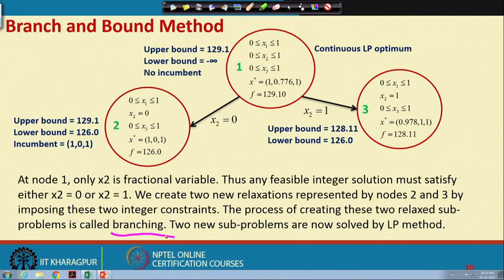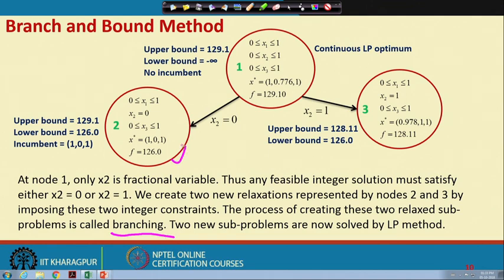So, node 1 now has two branches, node 2 and node 3. To solve these two new subproblems, again you can use any solver to solve these problems.